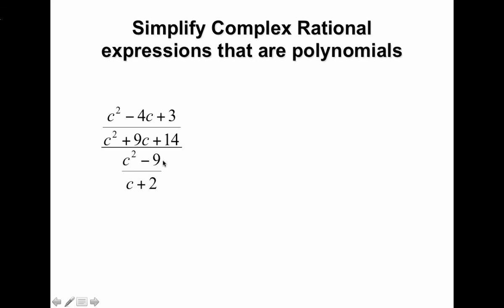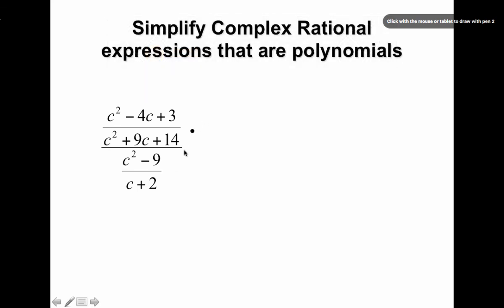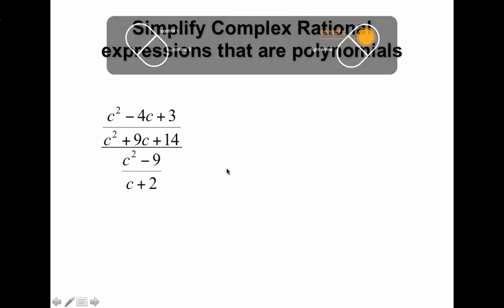Same thing here. When you're dividing in this manner, you can still do the same thing. Essentially, you're multiplying by the reciprocal on the top and the bottom, times c plus 2 over c squared minus 9. Now that flipped. And now we can factor and multiply.